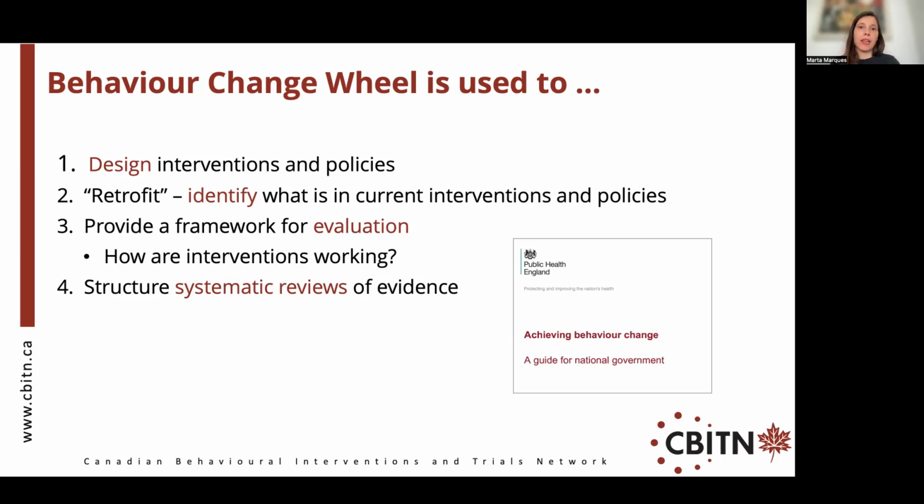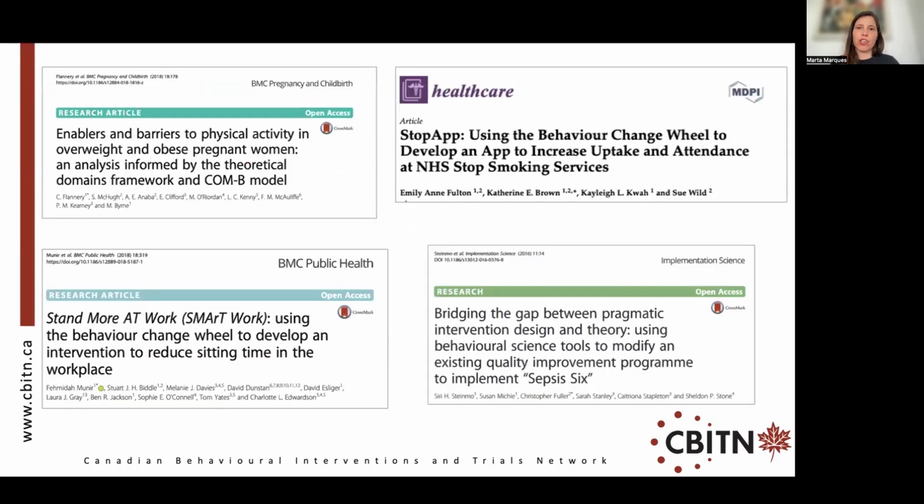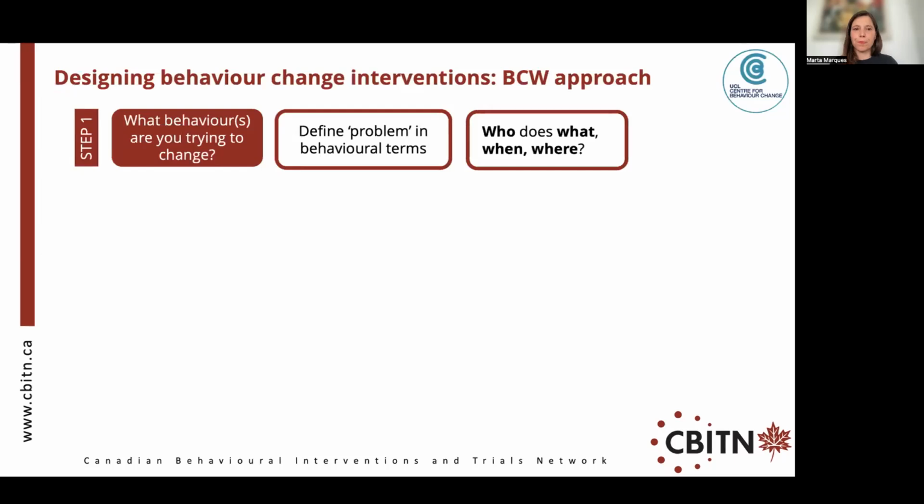And here in this slide, you have an example of a document that was developed by colleagues at the Center for Behavior Change to support Public Health England in using the behavior change wheel to achieve behavior change within their practices, so both local and regional and in national government. And here you have some examples of the use of the behavior change wheel across different behaviors, either focusing on the behavior change wheel as a whole, or looking at specific aspects of it, such as the COMBI model.